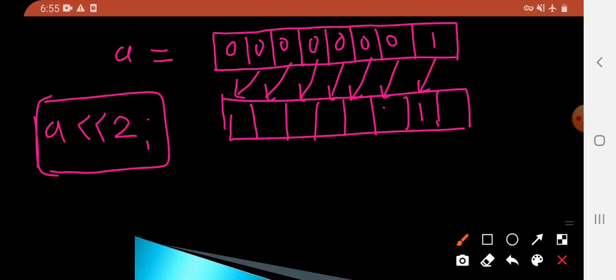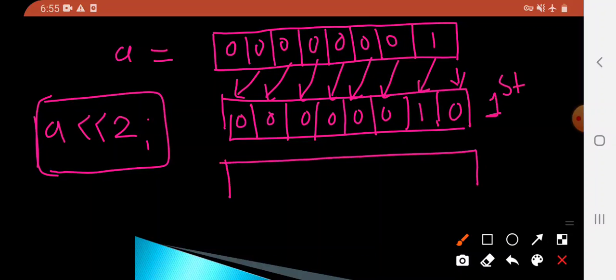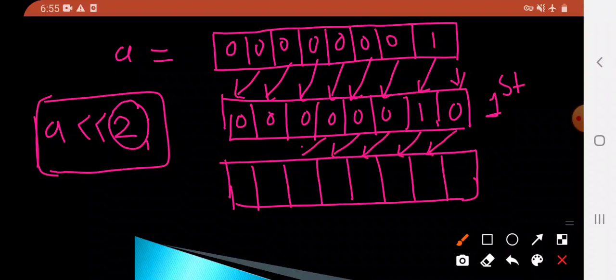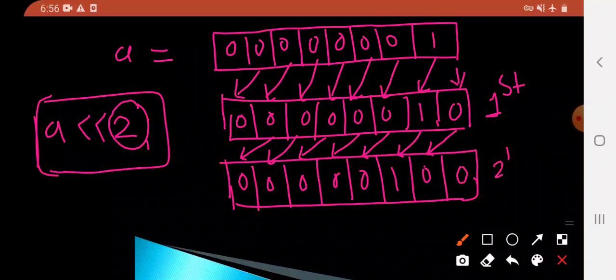So this one is here, 0 0 0 0 0 0, and this bit will always be filled with 0. So this is one time, the first shift. Now the second shift, because you have to shift 2 times, as I have mentioned 2 here, so again shifted by 1. So now this 1 is shifted here, again shifted. So 0 1 0 0 0 0 0, and the last bit is written as 0 here. So this is your second shift.